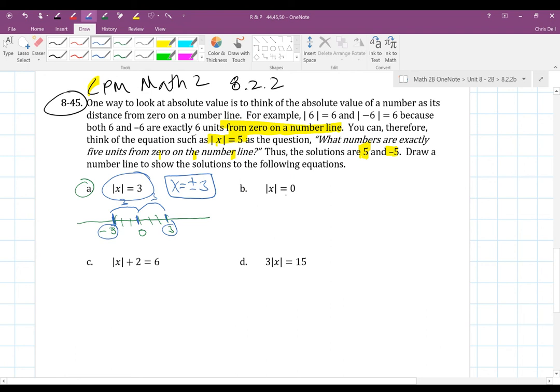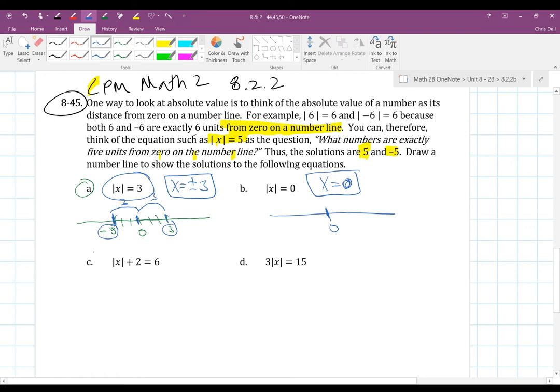So then what about B? On a number line, what numbers are exactly 0 units from 0? Well, the only number is 0, right? So x in this case would equal 0, not positive or negative, because 0 itself is neither positive nor negative. So it's really just 0. That's the answer there. So then what about C?